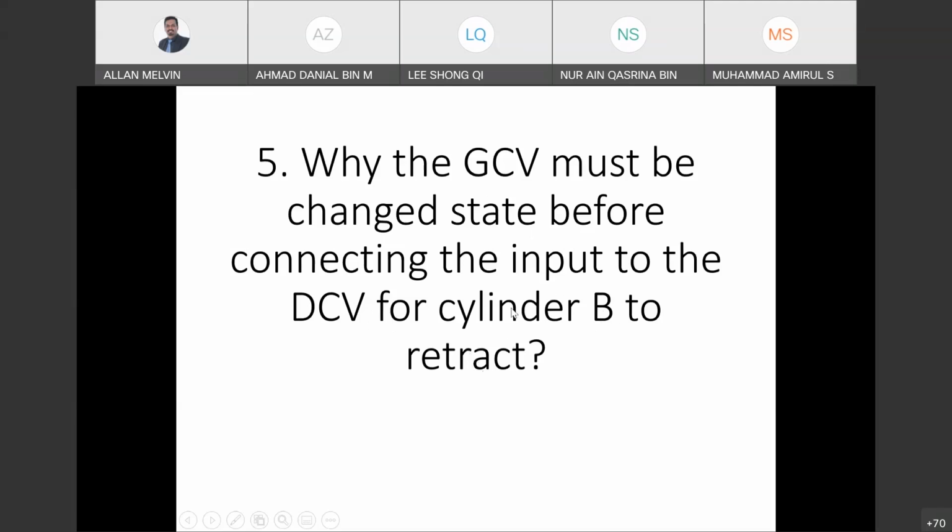Okay, so dia kena tukar sebab B minus. Cylinder B to retract is B minus. So B minus ada dalam group yang satu lagi. So every time you want to access something that is in the other group, dia kena tukar group. Group changing valve kena tukar state. So baru dia boleh, that you will access to the particular sequence lah.